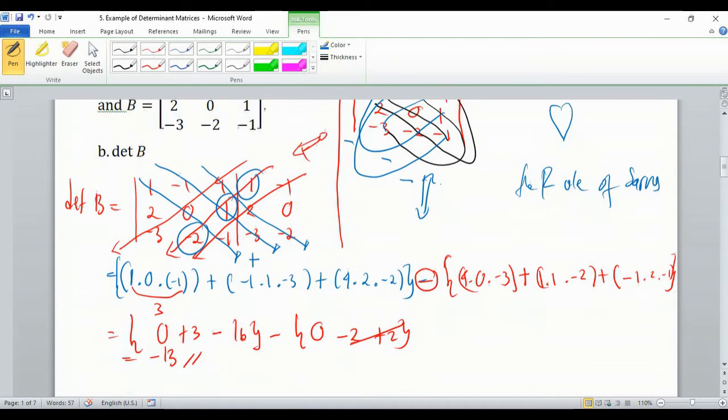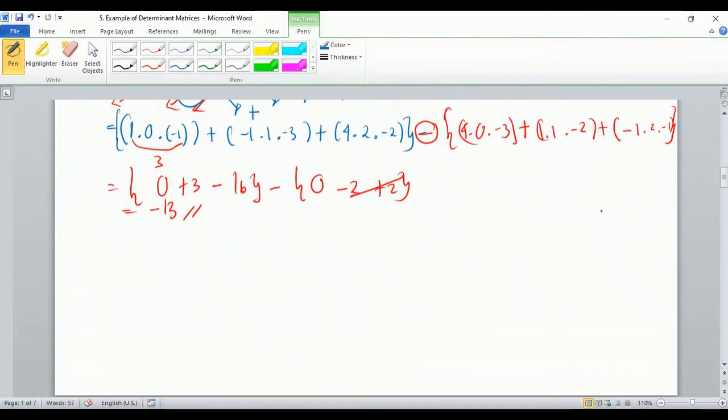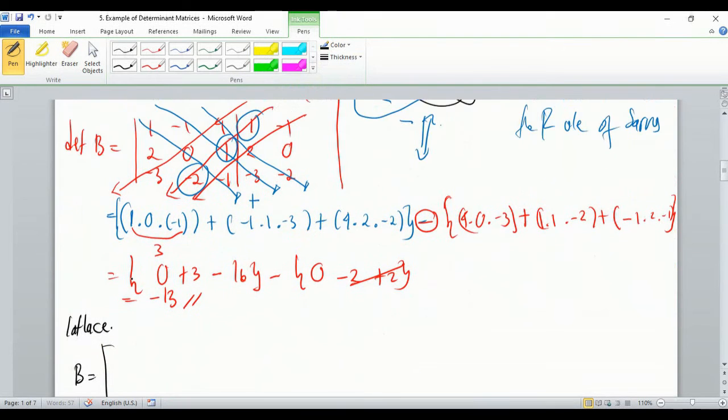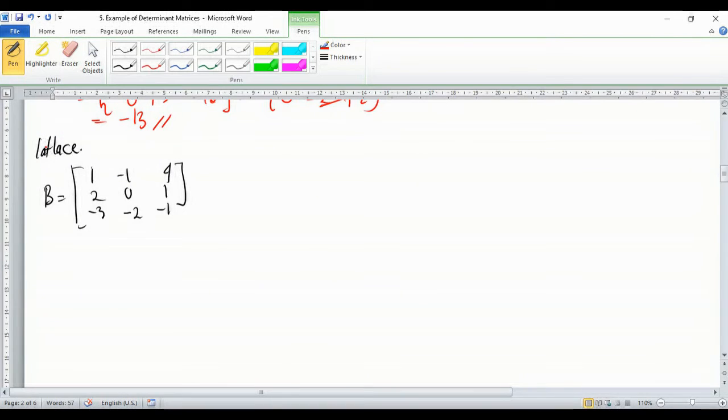So now, how do we use the Laplace method? For Laplace, they have the matrix B. Let me write it first: 1, minus 1, 4, 2, 0, 1, minus 3, minus 2, minus 1. Okay, now we are using the Laplace expansion method.